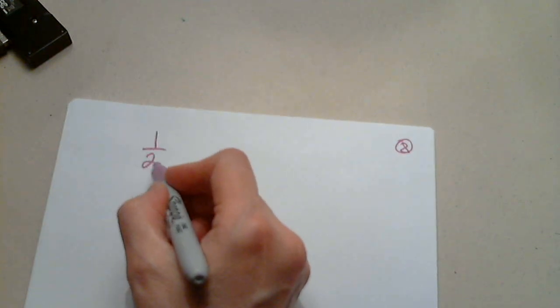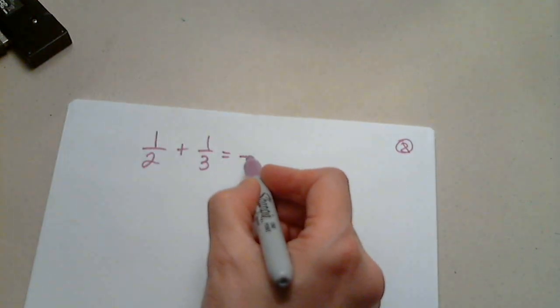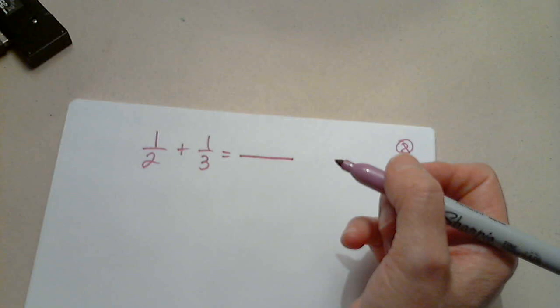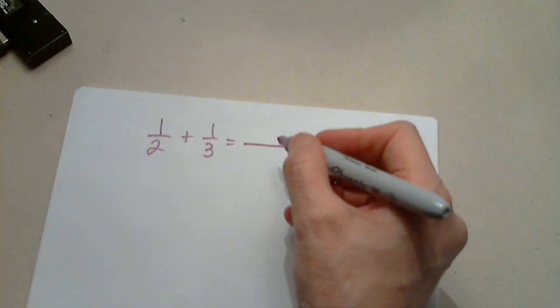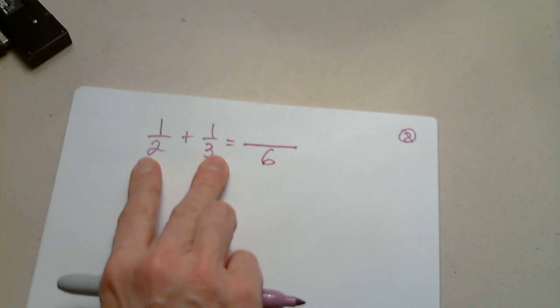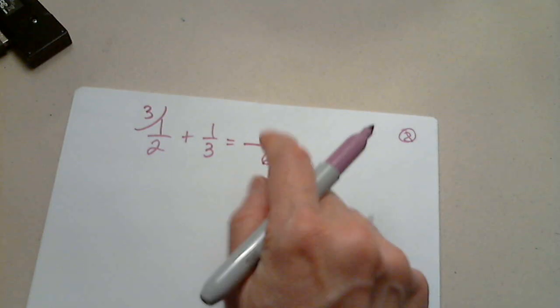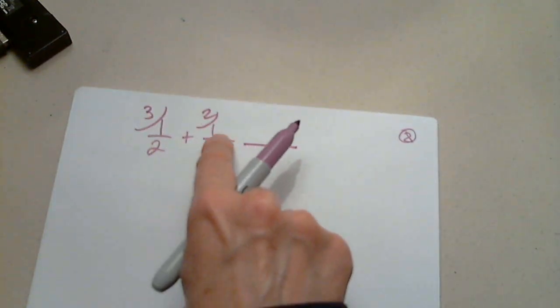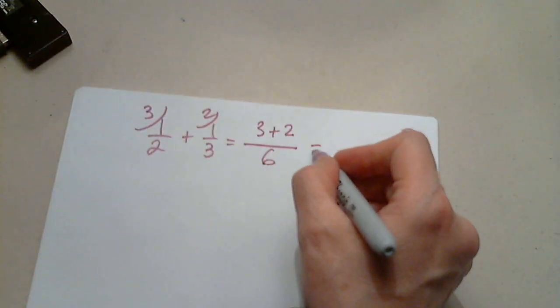I want to add 1/2 to 1/3. What is the least common denominator? 6. Yes, 6, because they have nothing in common. 2 times what is 6? 3. 3 times what is 6? 2. 3 plus 2 is 5, over 6.